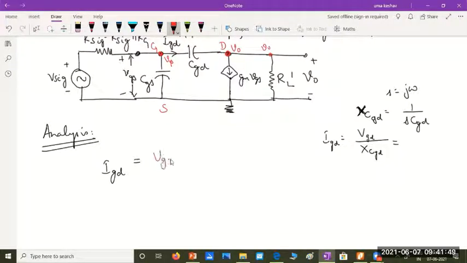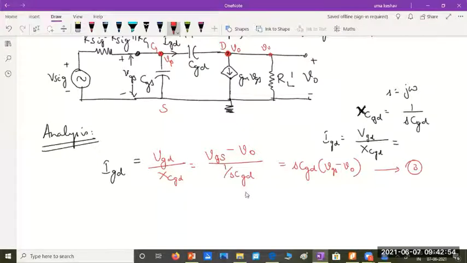Let me write it here only. By XCGD. VGD, is this clear now? See, the current through this capacitance can be written as the voltage across this capacitance divided by its impedance or reactance. And the reactance of a capacitance can be written as 1 by SCGD, because we are calling this capacitance CGD. So 1 by SC is the capacitive reactance.